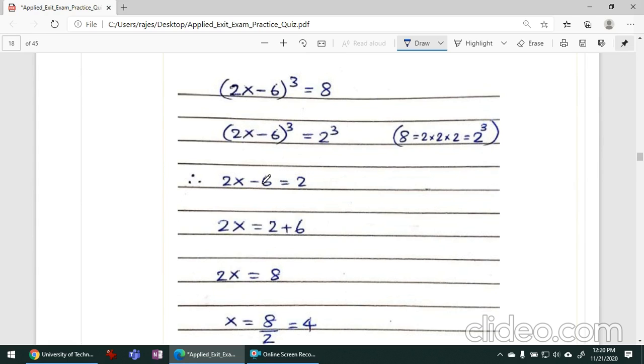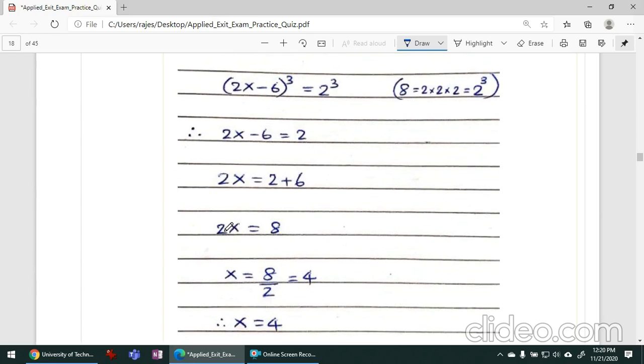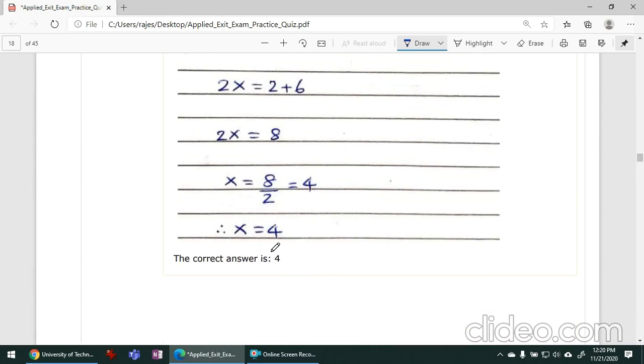I want x, so minus 6 will come to the other side and change to plus 6. 2 plus 6 is 8. Now I want x, which means the 2 should come down. So 8 by 2 equal to 4. So x is 4.